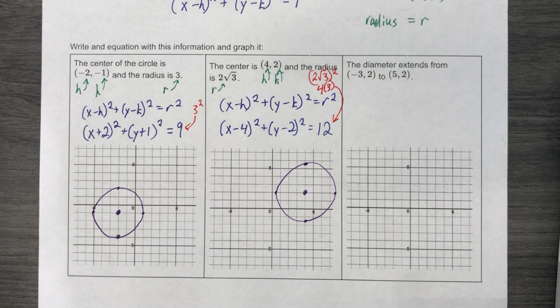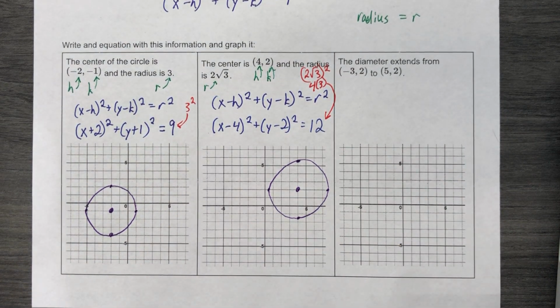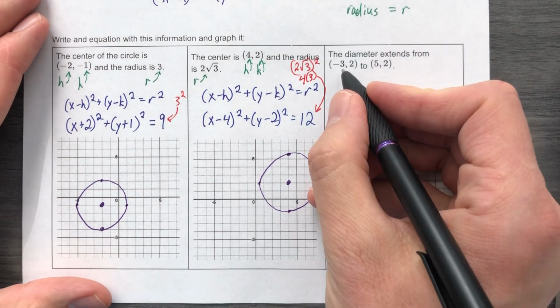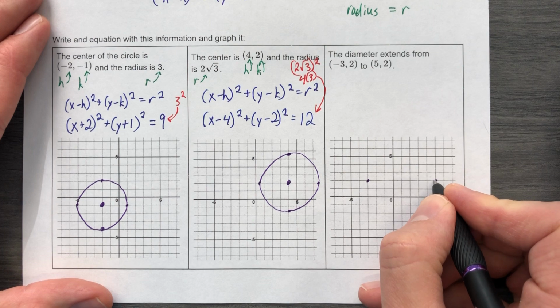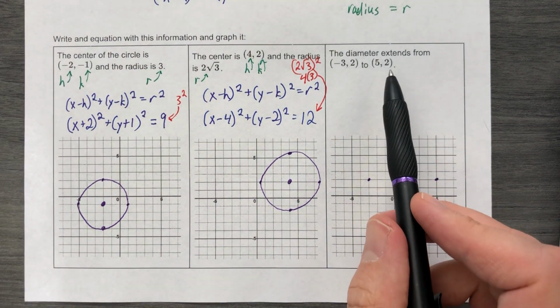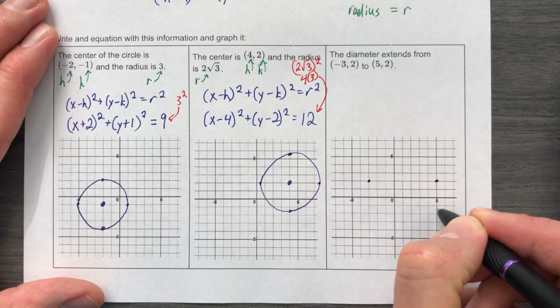Okay, for the next one, I'm going to go ahead and start by graphing it. They actually told me nothing. Like, they didn't tell me the center, they didn't tell me the radius, but they did tell me enough to get it. So let's get it. (-3, 2) is a point. (5, 2) is a point, and that is the diameter. So if I drew my circle, I would draw it up and down and around.